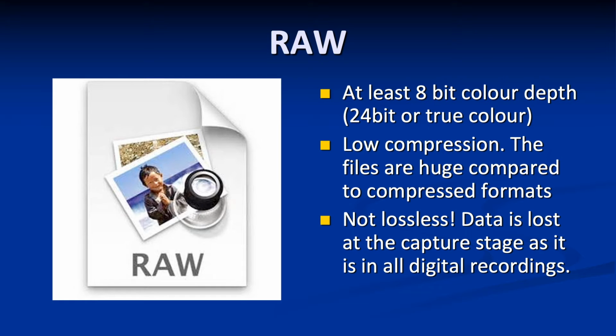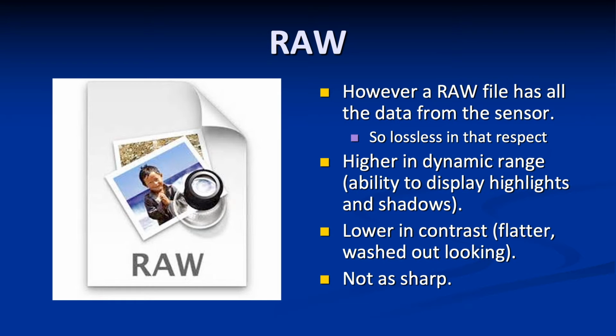RAW files have at least 8-bit color depth, which is handy. They're low compression because, of course, it's right off the sensor, so the only compression is that sensor capture compression that we've talked about before. It's not lossless because remember that data is lost at the point of capture, either by the sample rate, the frame rate, the color subsampling at the sensor, whether or not the Bayer filter is applying, and of course Bayer filters don't recapture all the color at all the pixels. So there is going to be some data lost anyway, but RAW is the one to save the most data. It loses the least. However, a RAW file has all the data from the sensor, so it's lossless in that respect.